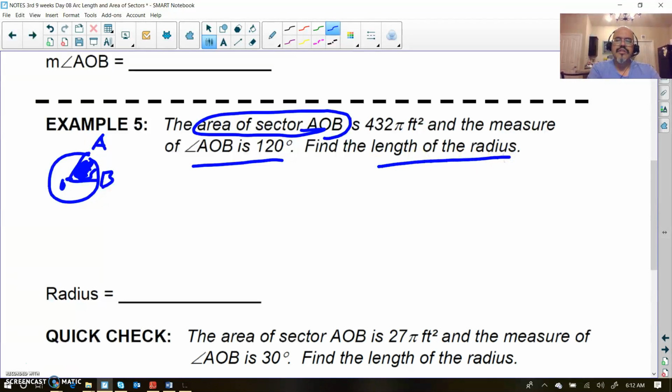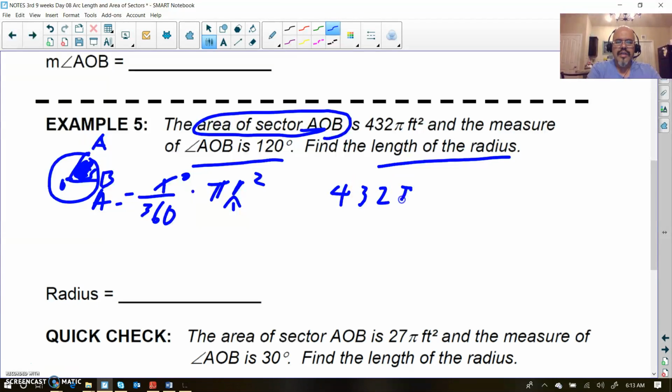So right here we just use the formula, which is x divided by 360, whatever that arc degree is, times pi r squared. We're going to be solving for r, solving for variables, very important. That's equal to our area. So that's going to be 432 pi, because that's exact, equals 120 divided by 360 times pi r squared.